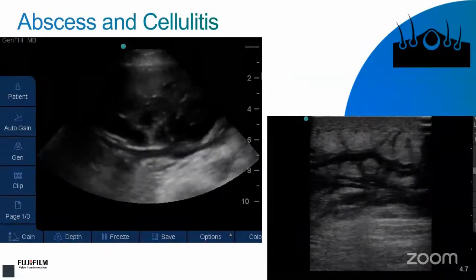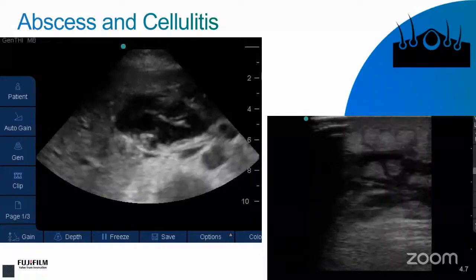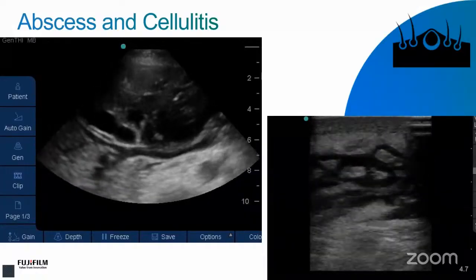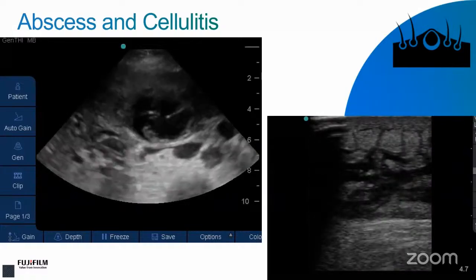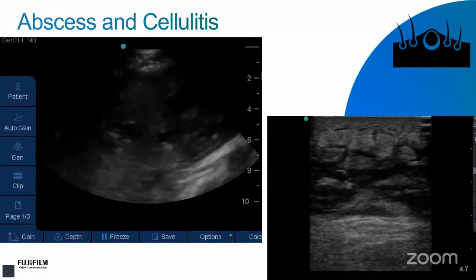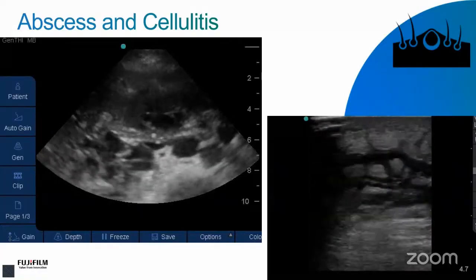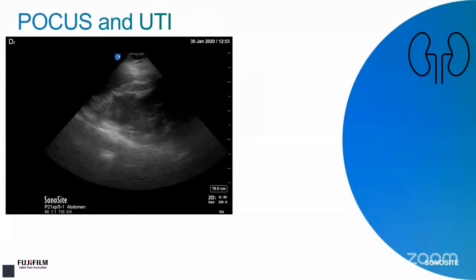We can do skin and soft tissue ultrasound looking for infections. On the left, you can see a video showing the irregular borders, posterior acoustic enhancement, and hypoechoic space of an abscess. And on the right, you can see the cobblestoning pattern that typically is seen in cellulitis.